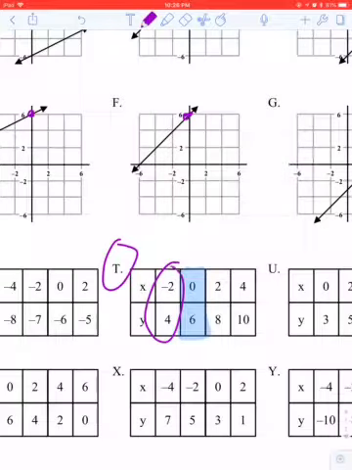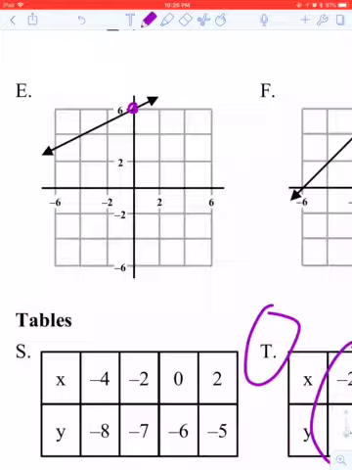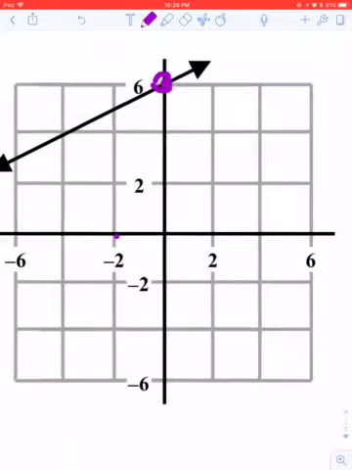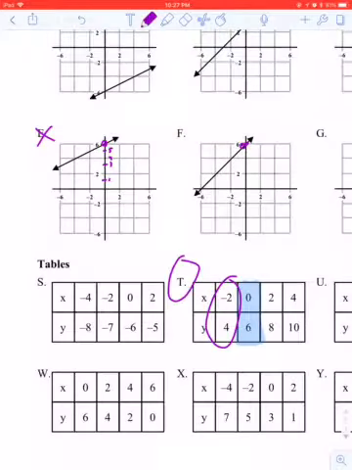Here's another thing you can look at. Negative 2 and 4. So look at E. Negative 2 here. So these are kind of weird, but this is 2. So it goes 1, 2, 3, 4, 5. So in negative 2, we're at negative 5 for this graph. Therefore, this one cannot be the one we're looking for.